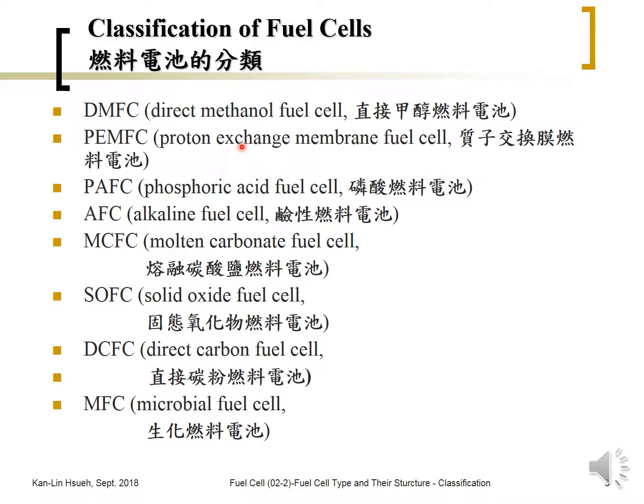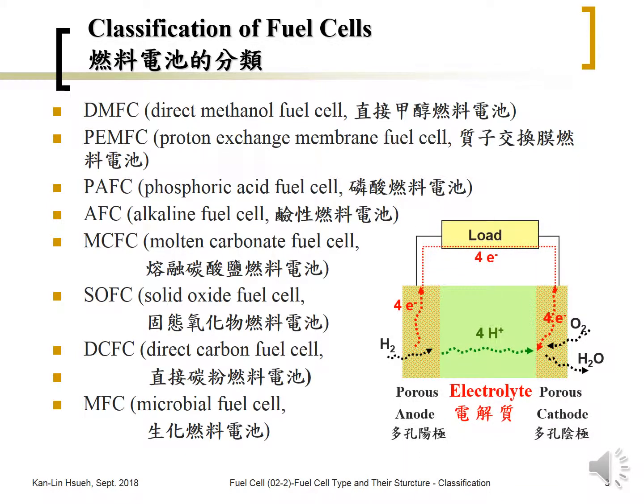Of all these types of fuel cells, you might think a majority are classified by what type of electrolyte they use. The electrolyte is the ionic conducting material which separates the anode and the cathode. It conducts only the ion, not electrons, so there won't be a short circuit between the anode and the cathode.